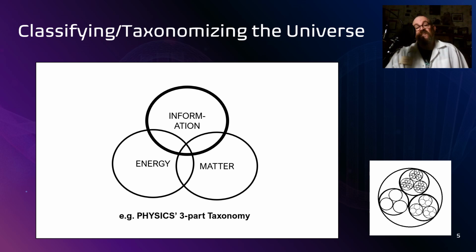So in physics, you can taxonomize the whole universe into its 3 parts: information, energy, and matter. So there's physics's 3-part taxonomy of everything. So those 3 parts make up the whole. I'd like to focus on the top one there, information. So let's zoom into that one.